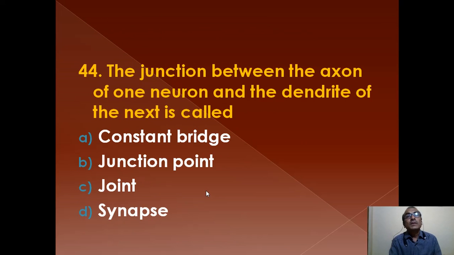Question number 44. The junction between the axon of one neuron and dendrite of the next is called as. So what is that? Yes, it is synapse only. Here the options given are constant bridge, junction point, joint, and synapse. It is called as synapse.